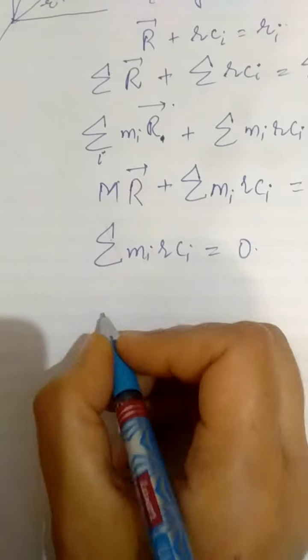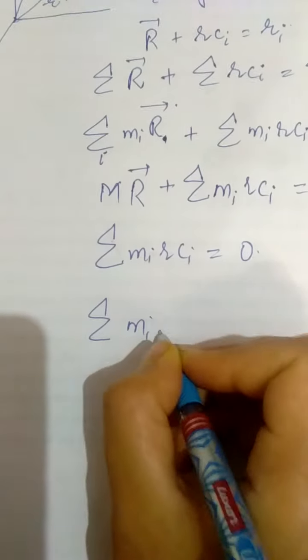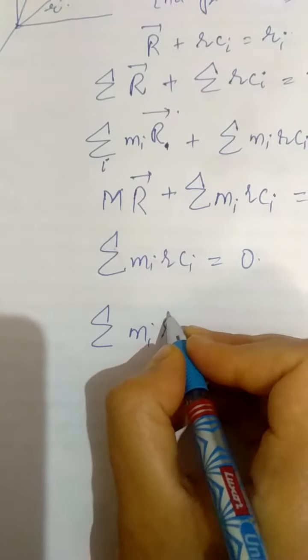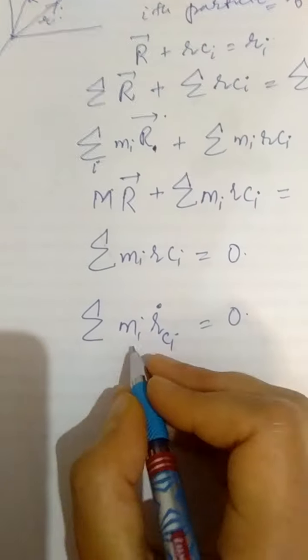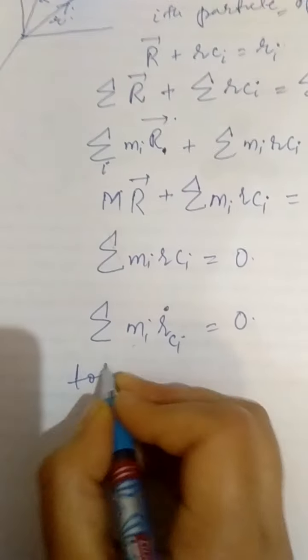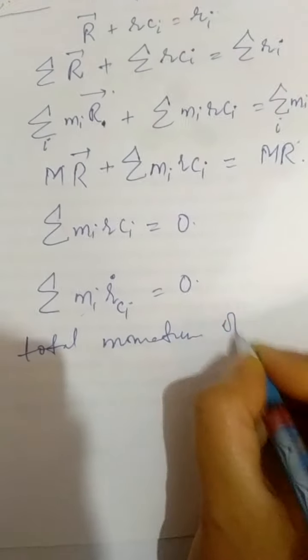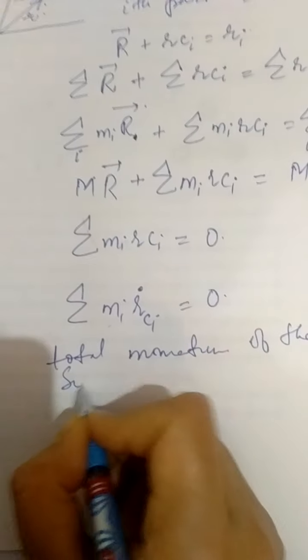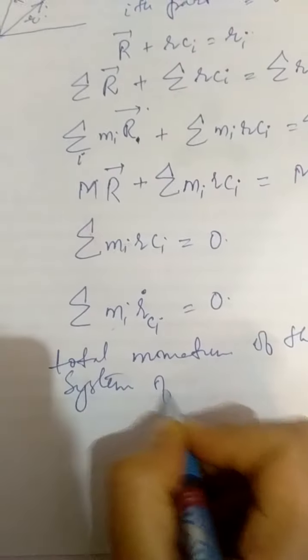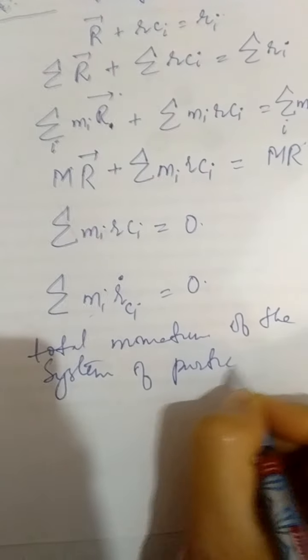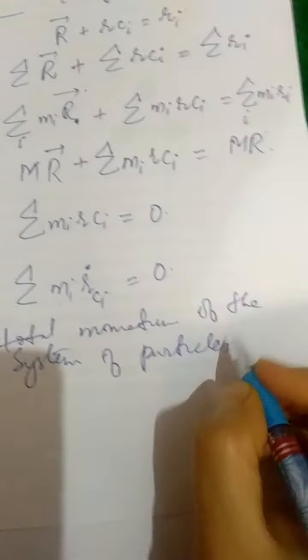When we differentiate it, it gives summation mi rci dot is equal to 0, and that is mass into velocity, the momentum. So the total momentum of the system of particles about the center of mass is 0.